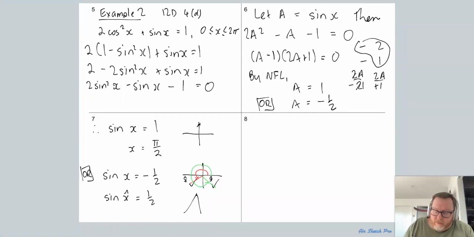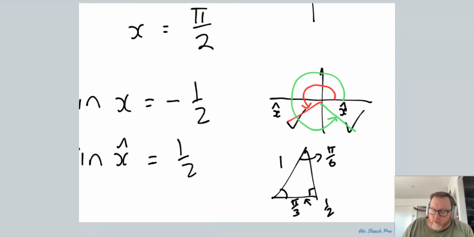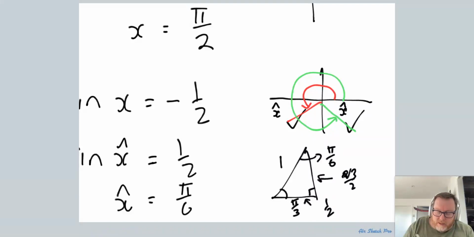Pop my triangle in. This is going to be my equilateral triangle here. So I've got 60 degrees here, pi on 3. I've got 30 degrees here, pi on 6. And this is 1 here. This is an equilateral triangle, so this is going to be a half here. I'll zoom up so you can see it a little bit better. And that's root 3 on 2. Not that we care because it's not what we're looking for. So there we go. I can see that because sine is opposite, a half is opposite pi on 6. So I can see that x hat equals pi on 6.